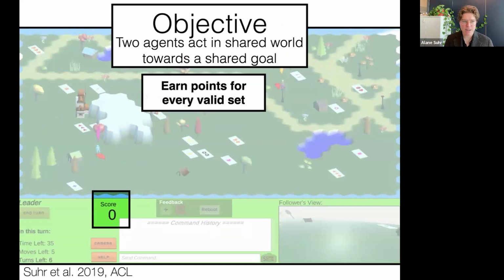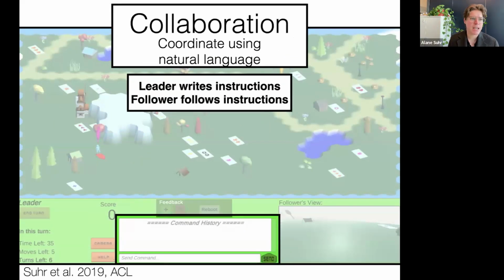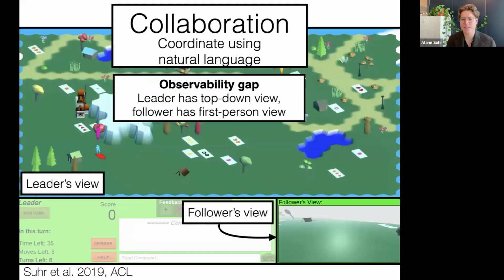We designed this scenario to really target language use as the way that these two agents are coordinating. So in order to actually succeed at this task, the leader has to write instructions for the follower, and the follower has to follow these instructions to the best of their ability. And we designed multiple additional mechanisms that further encourage collaboration in the environment. So we have this observability gap where the leader can see a top-down view of the game board so they can see everything going on, but the follower only has a first-person view.